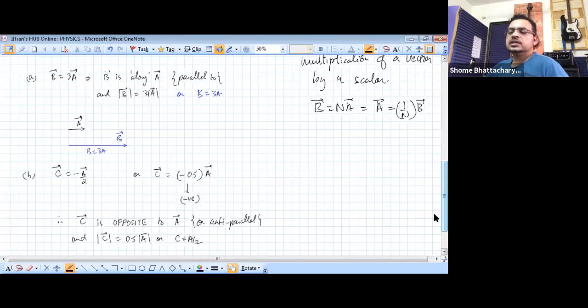No, there's no such thing as negative vector. If we say minus of A, it just means it is minus 1 multiplied by A. So this is the vector which is opposite to the vector A and of same magnitude.